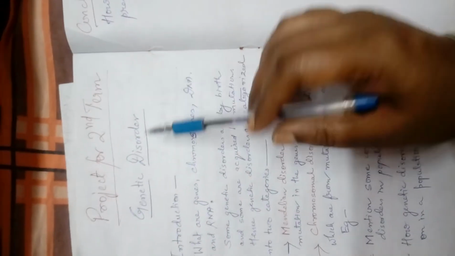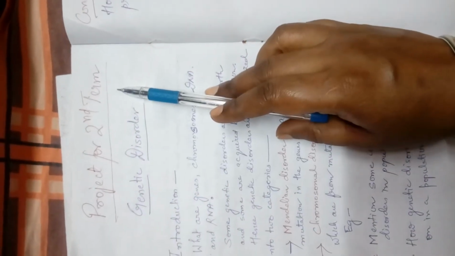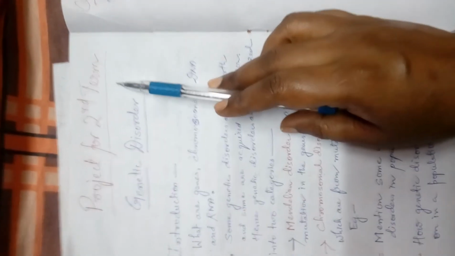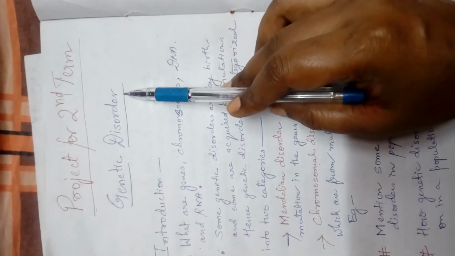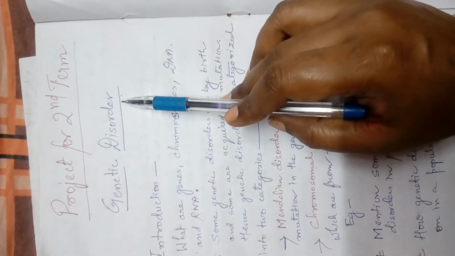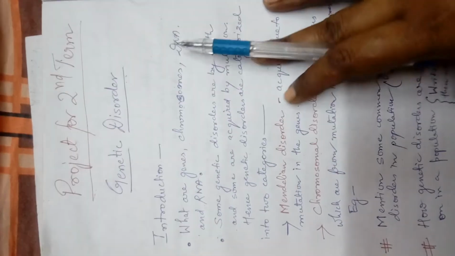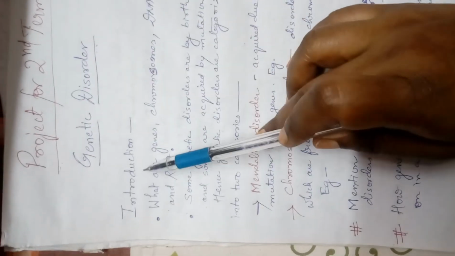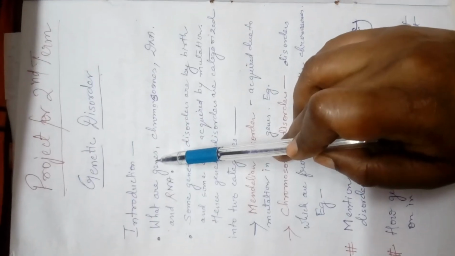So students, we are going to discuss the second term project of life science, and the project for the second term is genetic disorders. If you all can see it clearly, I have written here: genetic disorder. In the genetic disorder project, you have to start with the introduction first, and what should be in the introduction.